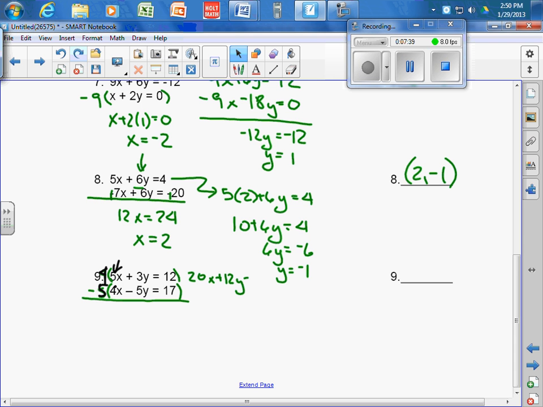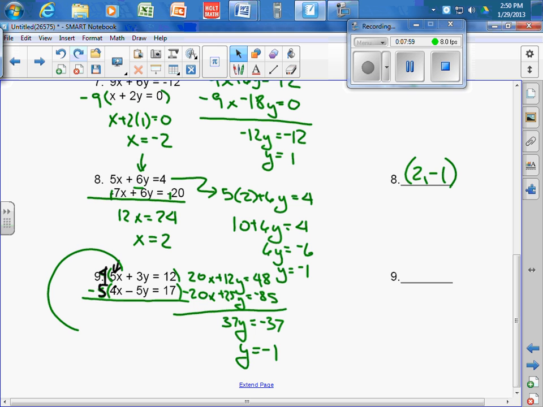So I'm going to have 20x plus 12y is equal to 48, and the bottom equation is going to be -20x plus 25y is equal to -85. Adding the two equations together, the x's now cancel out, and you get 37y is equal to -37, y is equal to -1. Put the -1 back in for the y. You get 5x minus 3 is equal to 12. Adding the 3 to both sides, you get 15. x equals 3, so the point is 3, -1.